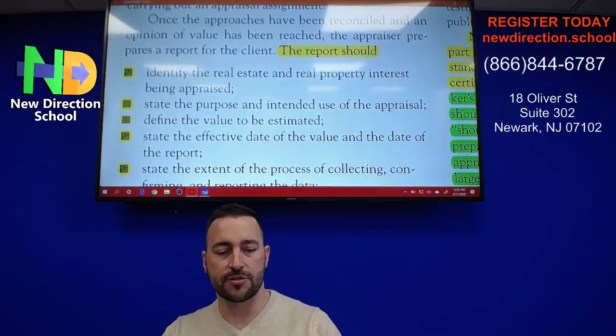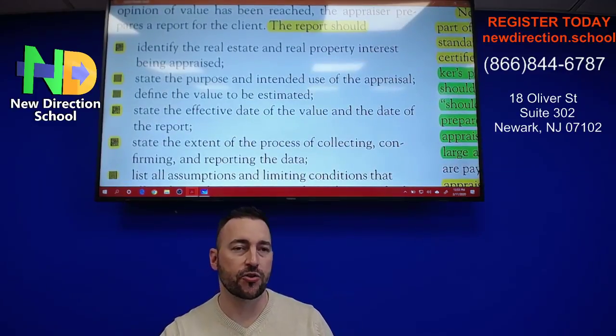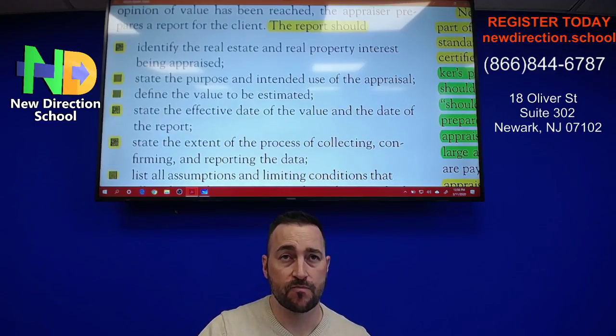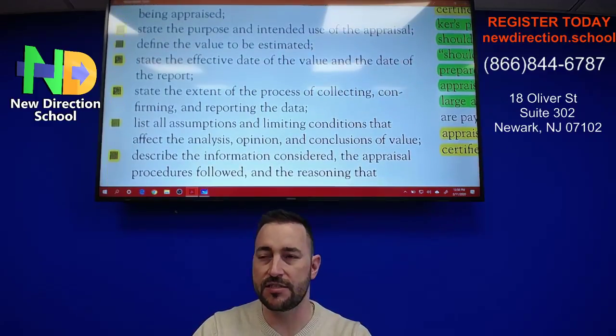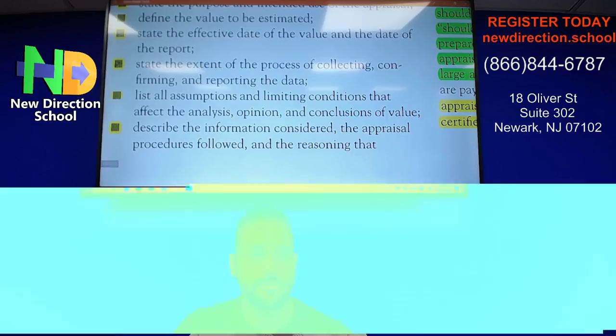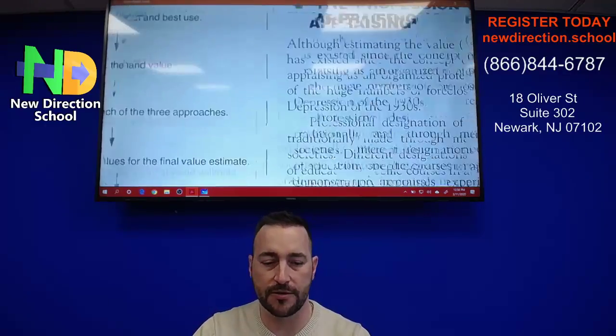This report, just mark the bullet points, should include, obviously, identification of the real estate and the real property being appraised, the purpose of the appraisal, the value to be estimated, the effective date and value of the data reports, the extent and process of collecting, confirming, and reporting the data, listing all the assumptions and limitations, and so on. So everything we went through should be detailed in the report.